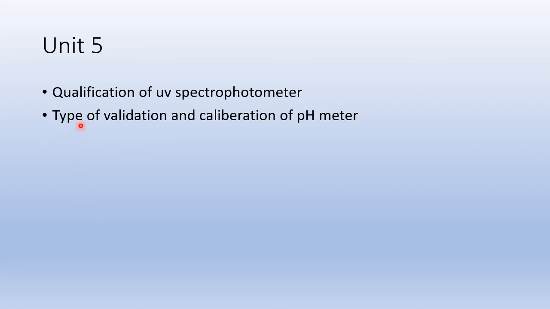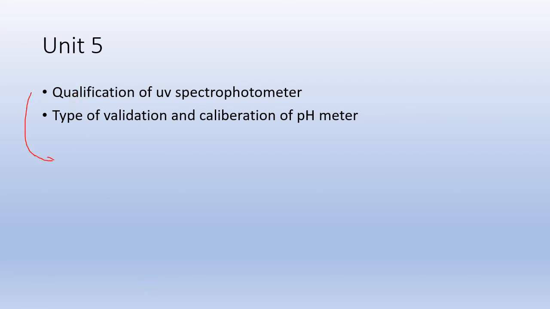In unit number 5, we have spectrophotometry, and that also UV, that is ultraviolet spectrophotometer, in which we use UV rays, and there are different regions: fingerprint region, functional region, and IR if we go to see. But in UV, you basically determine the qualification of the UV. There are different qualifications if we go to see.